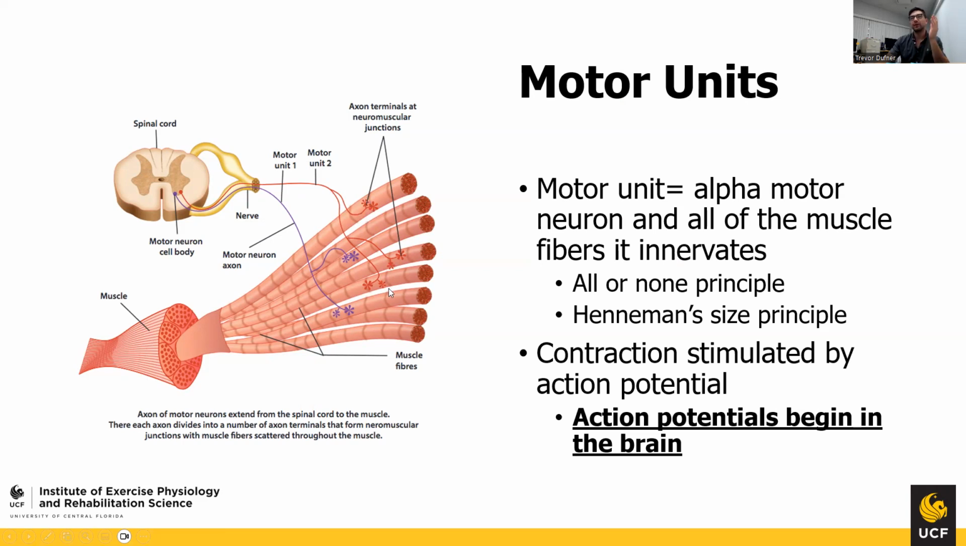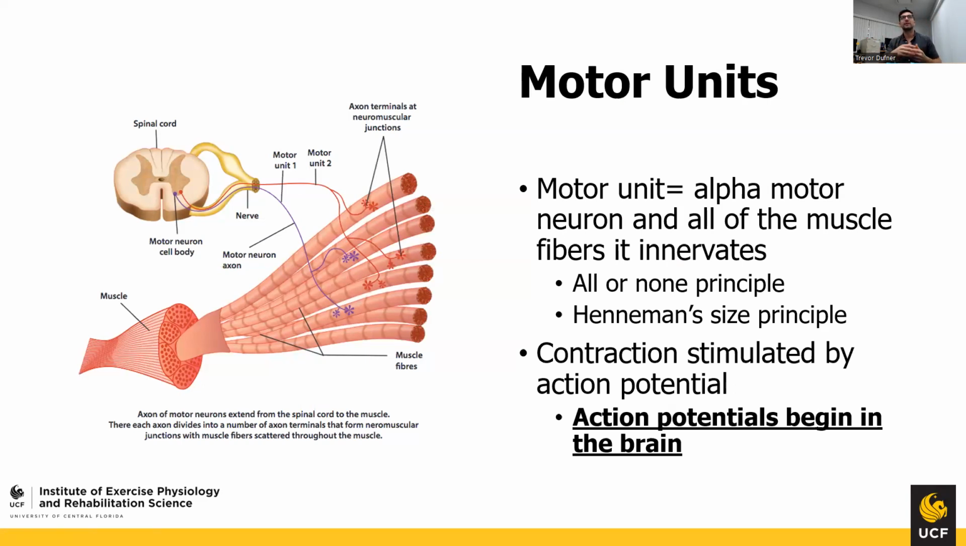These can range widely. I think the smallest ones are in the eyes, anywhere from about 4 to 6 muscle fibers per alpha motor neuron. Then you have large ones, let's say in the quadriceps, that have thousands of muscle fibers per motor neuron. And as the motor unit gets larger, as you are stimulating more muscle fibers, the size of that alpha motor neuron is actually getting larger.